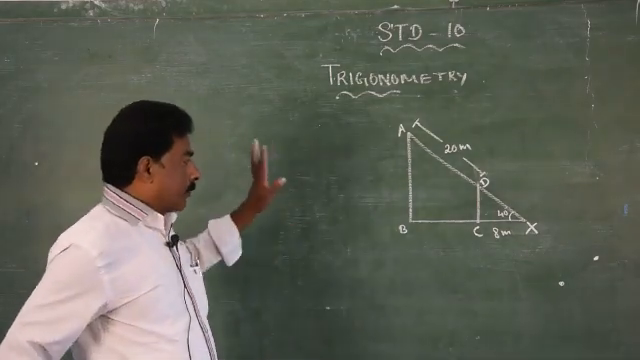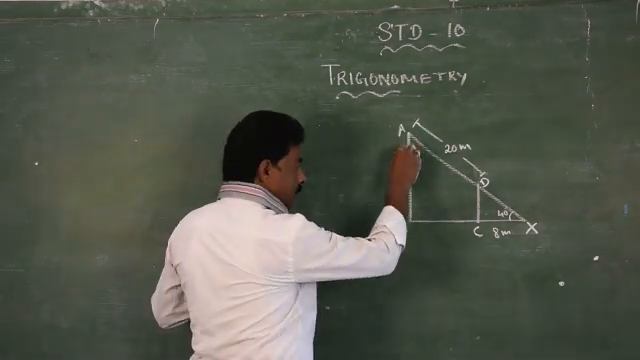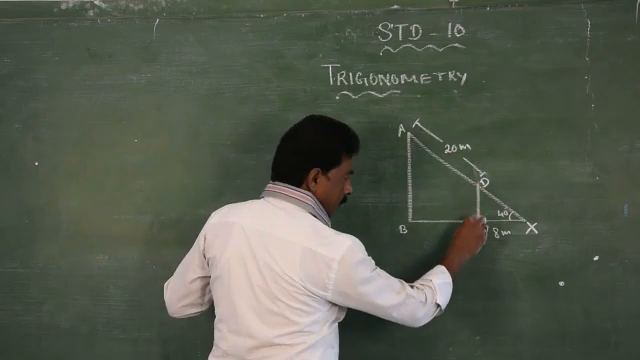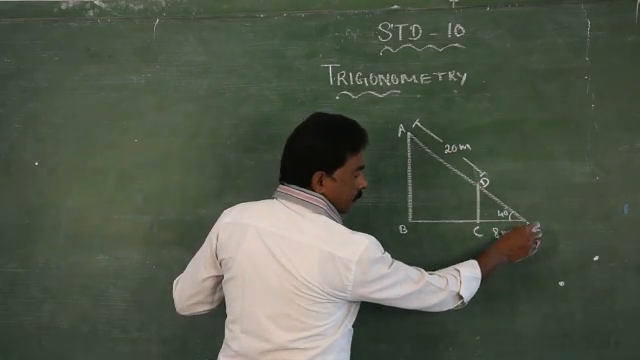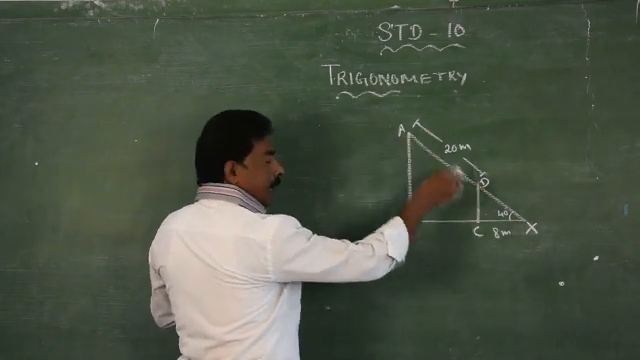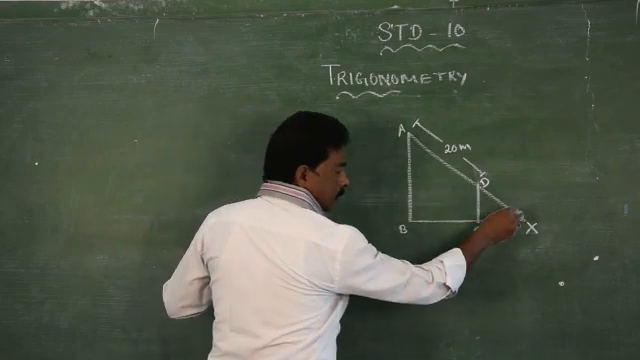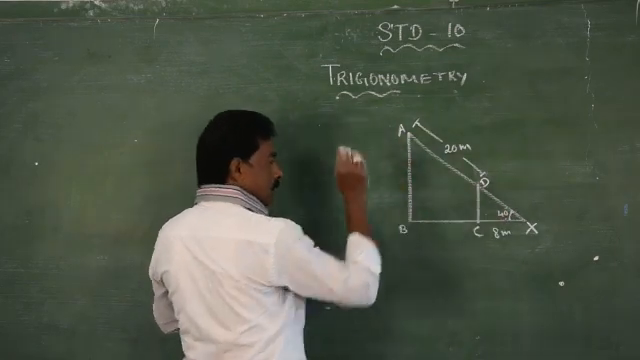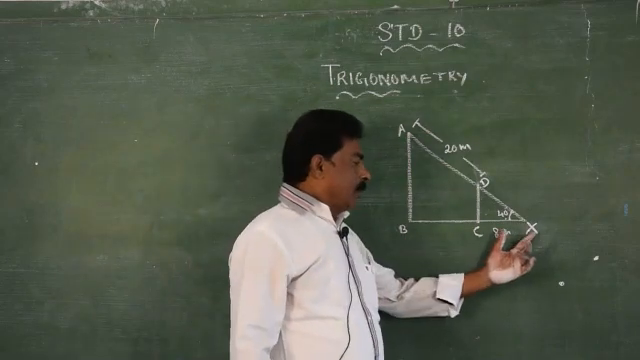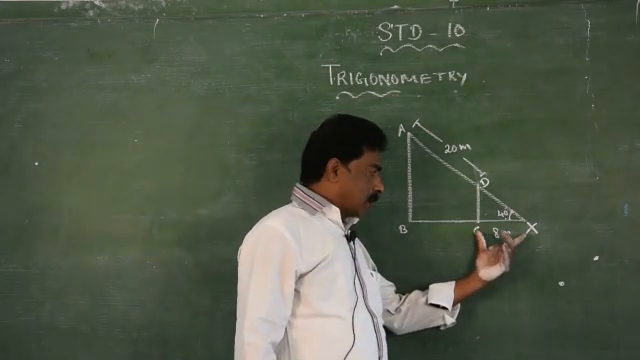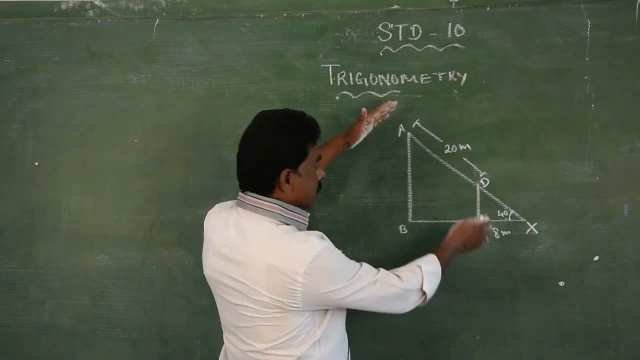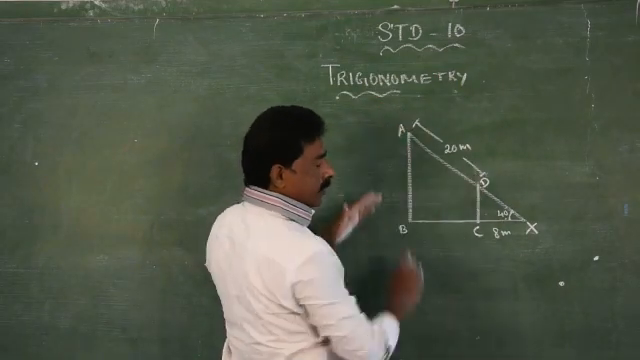So, look at the diagram. AB is the bigger tree, CD is the smaller tree and X is a point on the ground. From here, the angle of elevation of the top of the tree is 40, same angle, 40. For this also 40, this also 40. The horizontal distance between the point and the smaller tree is 8 meter and the distance between the top of the trees is 20 meter.